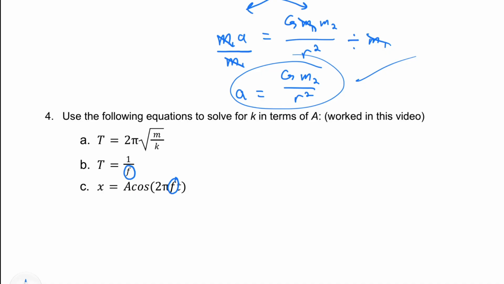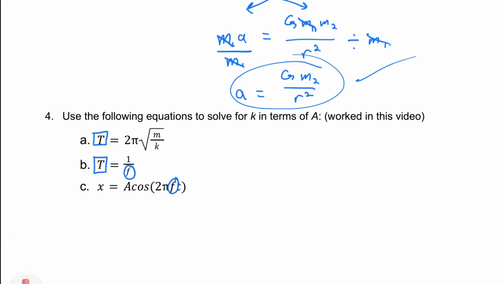And then equation B has a T, and so does equation A. So that's how these guys all link together, right? And there are no other variables that are common across the three equations. So we're going to end up with combining these guys. Equation B will be an intermediary between equation A and equation C.